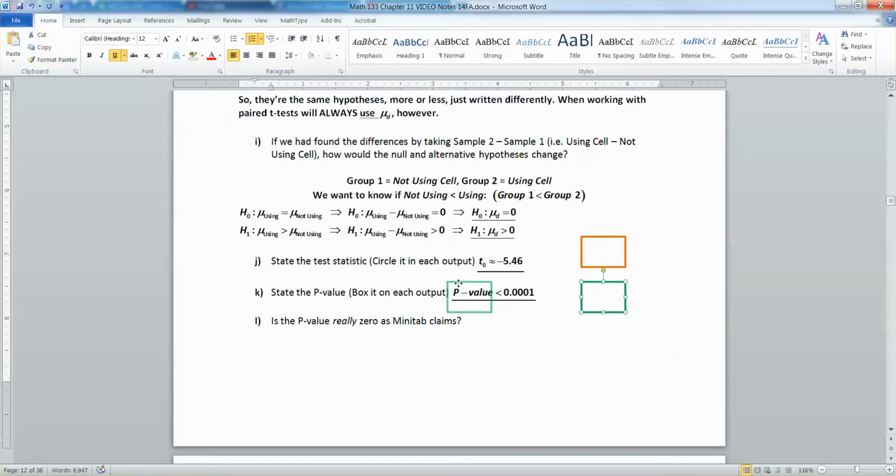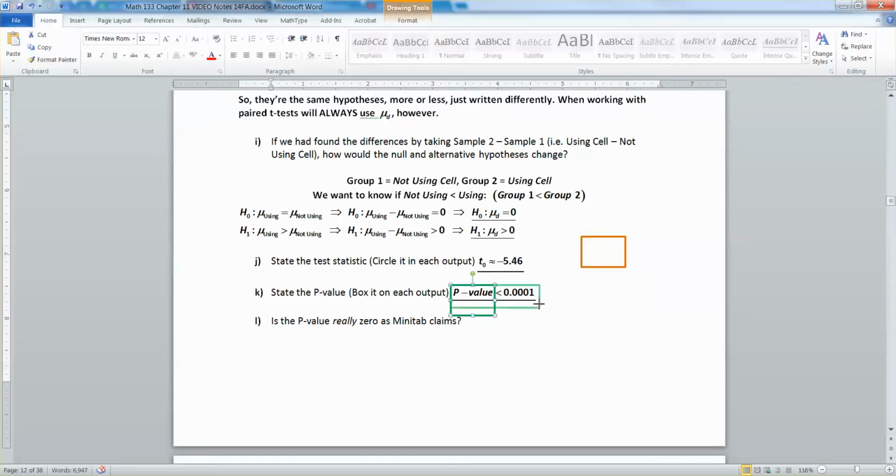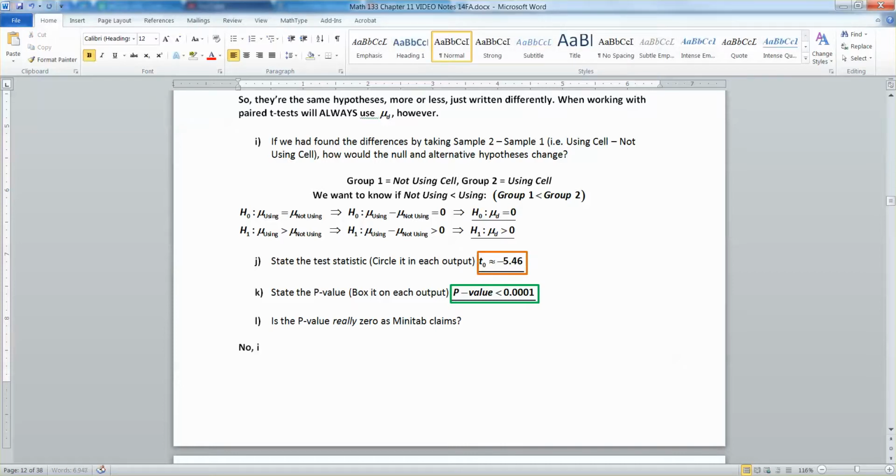All right then. So now, is it really 0 as Minitab claims? Why do I prefer that StatCrunch way of writing it? Well, that's because it's not really 0. It's just so small that the computer basically gives up. So no, it's not. The better way to write it is what StatCrunch does. It's a value that's less than 0.0001. It's just a value that's very, very small.